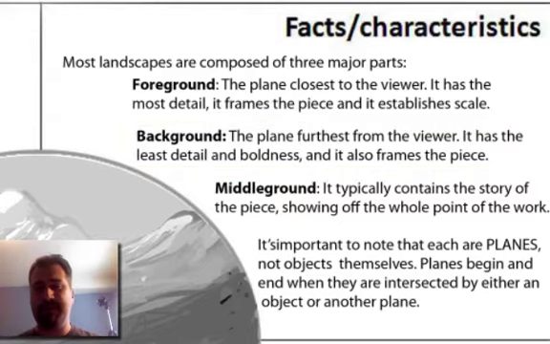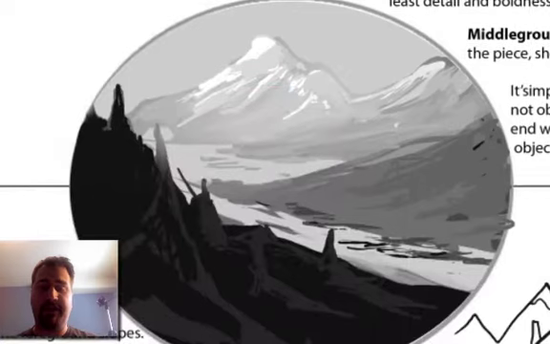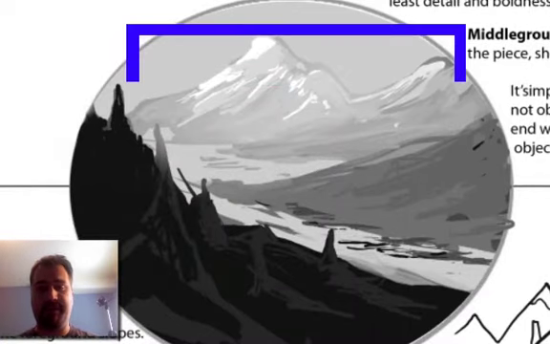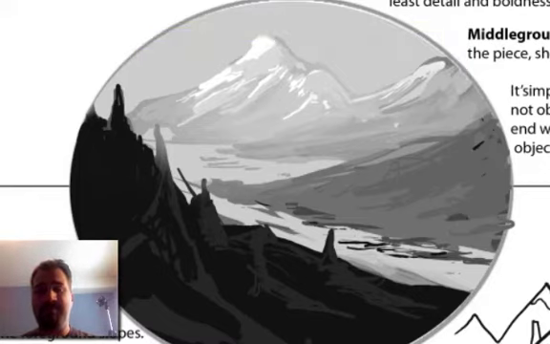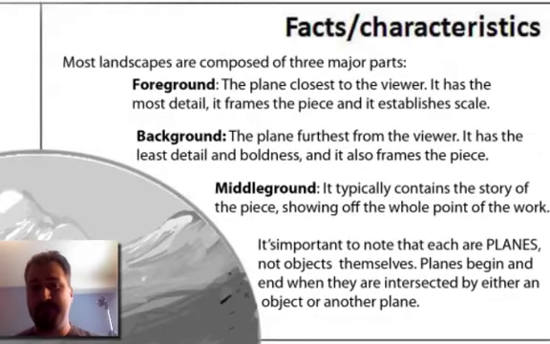The background is the plane that's furthest away from the viewer. It has the least amount of detail. It's also not very bold. And it also, just like the foreground, frames the piece just as well. So typically, if you have a frame, there has to be something in between the frame that's being shown off. If you've seen the Mona Lisa, the frame sits around it. The Mona Lisa is the whole purpose of the piece, right? Well, that brings us to the middle ground.